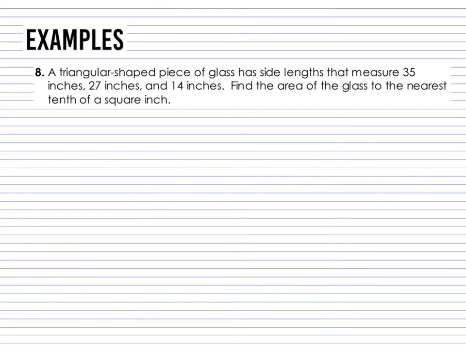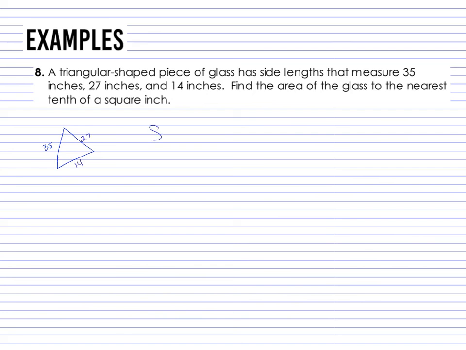So again, we're going to be drawing our triangle instead of being given what it looks like. So question 8 says that a triangular shaped piece of glass has side lengths that measure 35 inches, 27 inches, and 14 inches. We're supposed to find the area of the glass to the nearest tenth of a square inch. So I'm just going to sketch it out. I always like to see it. In this case, it doesn't make a big difference, but I like to be able to see that triangle. So we've got 35, we've got 27, and we've got 14.